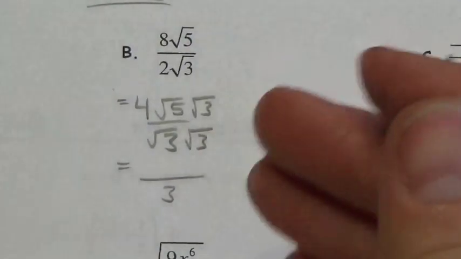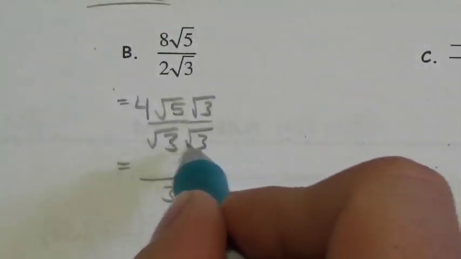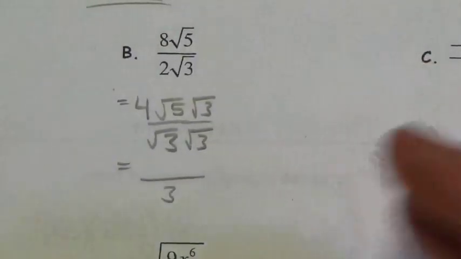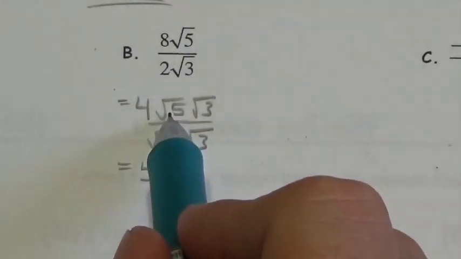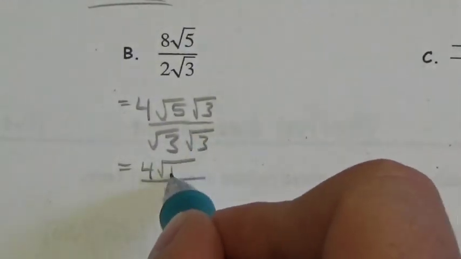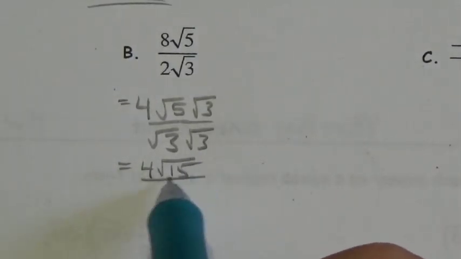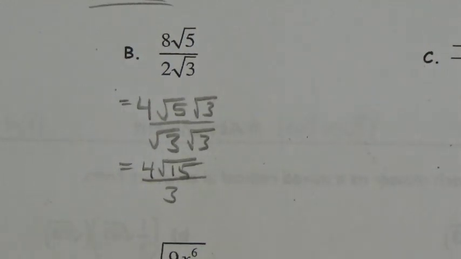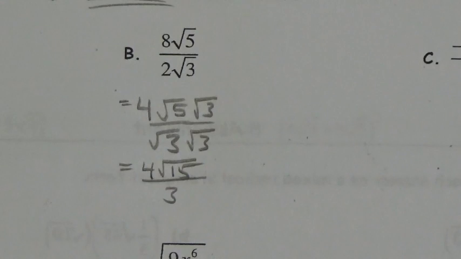Now, I'm hoping at this point we're comfortable enough to understand that the reason I put those 2 down there was so that I can get just a 3 in the denominator. Up in the numerator, it'll be 4, and then root 5 times root 3 will be root 15. I will just multiply those 2 radicands together. Now, if I could simplify this, I would. But root 15, I can't. There's no doubling up of prime factors there. So we're good.